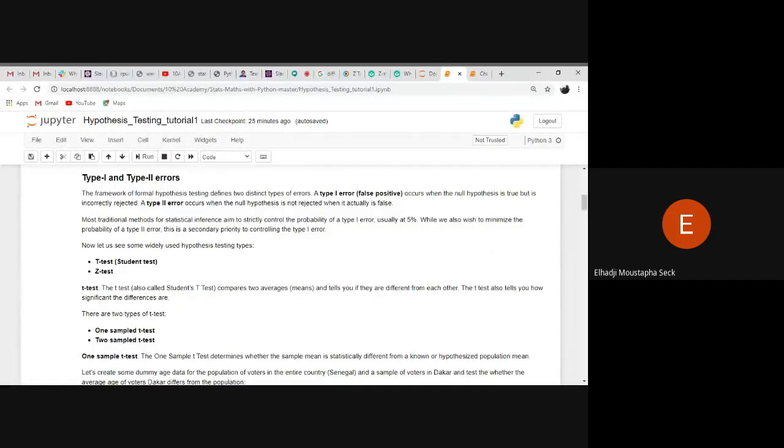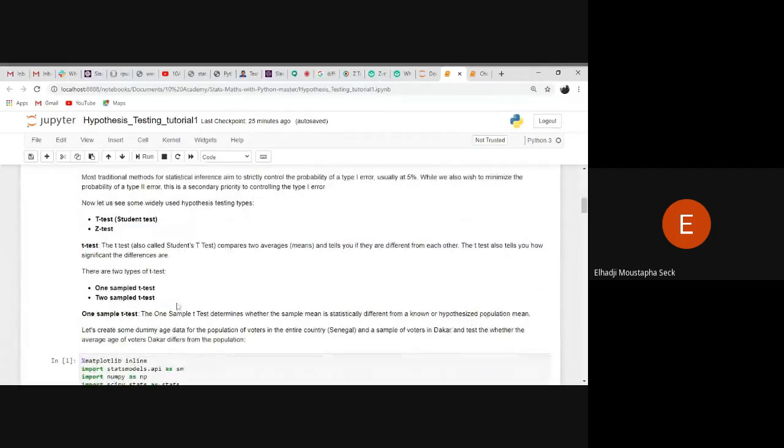Basically in this tutorial, I'm just going to cover two hypothesis testing types: the Z-test and the T-test. For the T-test, we have the one sample T-test and the two sample T-test, which I will come back to later. So what is the T-test?